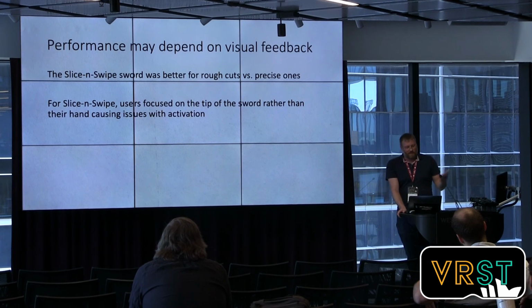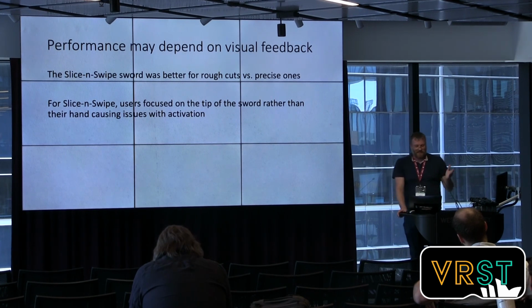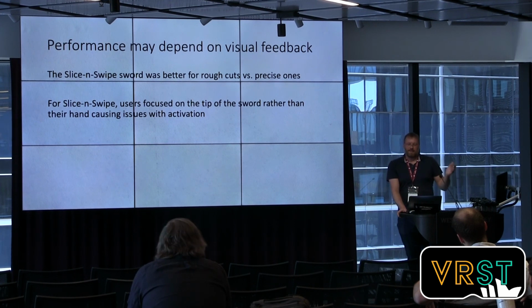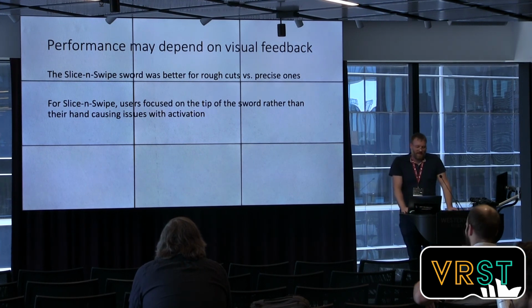And so early in some of the training trials, we noticed participants would focus on the tip and they would just rotate their hand rather than translating it. And that didn't actually activate the technique, even though the tip of the sword would move quite a bit. So future implementations should probably take that into account and be based not necessarily just on the hand, but also the end of the sword.